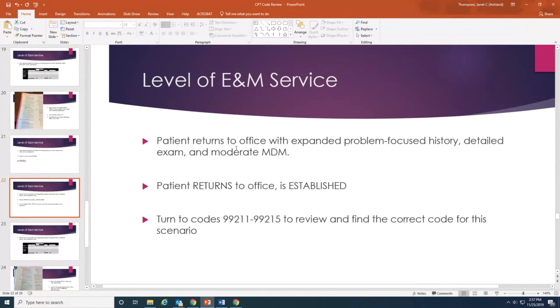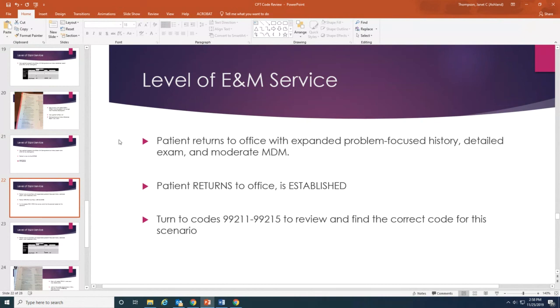Okay. Patient returns to office with expanded problem-focused history, detailed exam, and moderate decision making. The patient returns to office, so they're established. And these are the things to look out for on these type of questions. They love to throw in, I haven't seen the patient in the past 2 years. Well, they're still an established patient as long as they've been seen in a 3-year time frame.